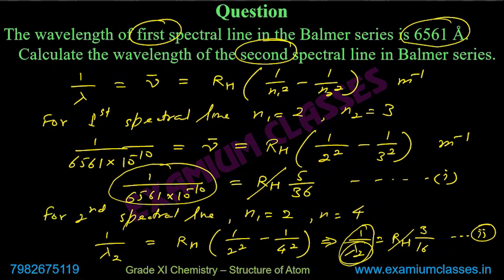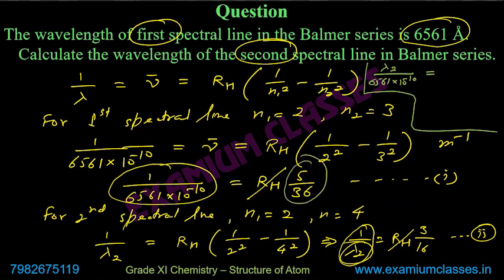So it will be lambda 2 divided by 6561 into 10 to the power minus 10 equals 5 by 36 divided by 3 by 16. Divided by 3 by 16 means multiplied by 16 by 3.